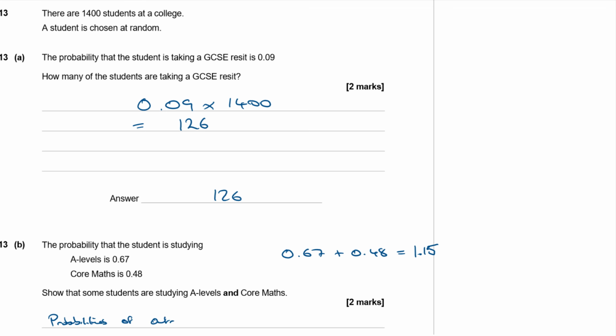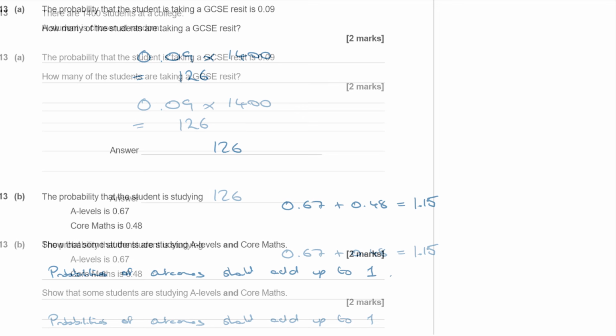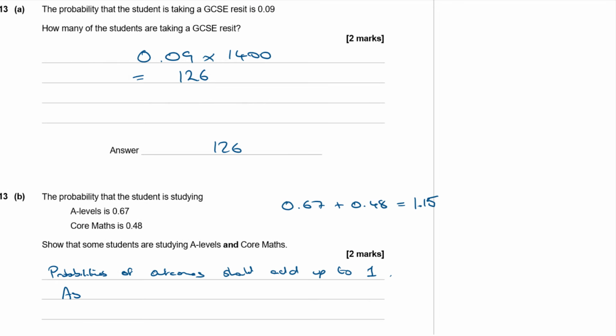Okay, so I'm going to say probabilities of outcomes should add up to 1, as 0.67 plus 0.48 equals 1.15, which is greater than or equal to 1. It shows some students must be doing both.